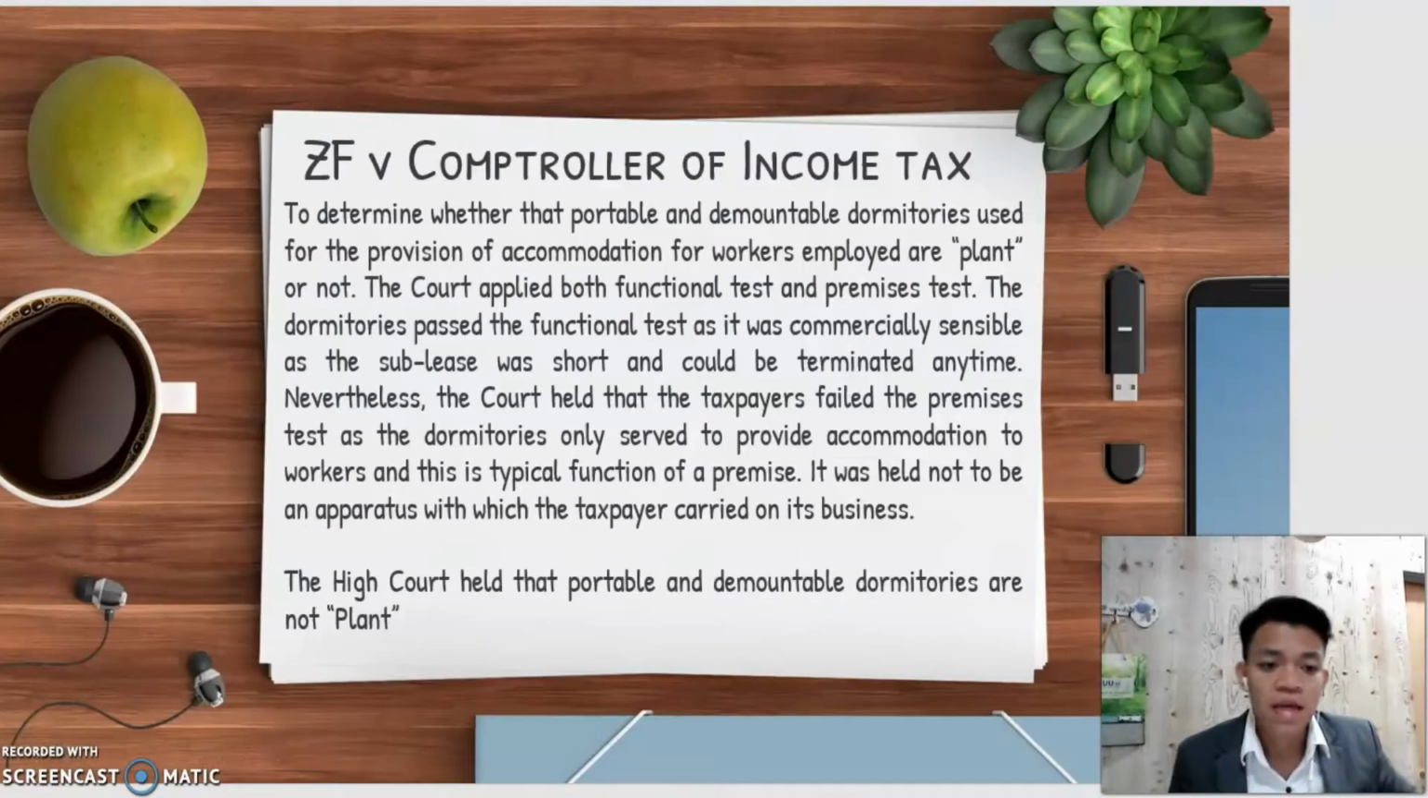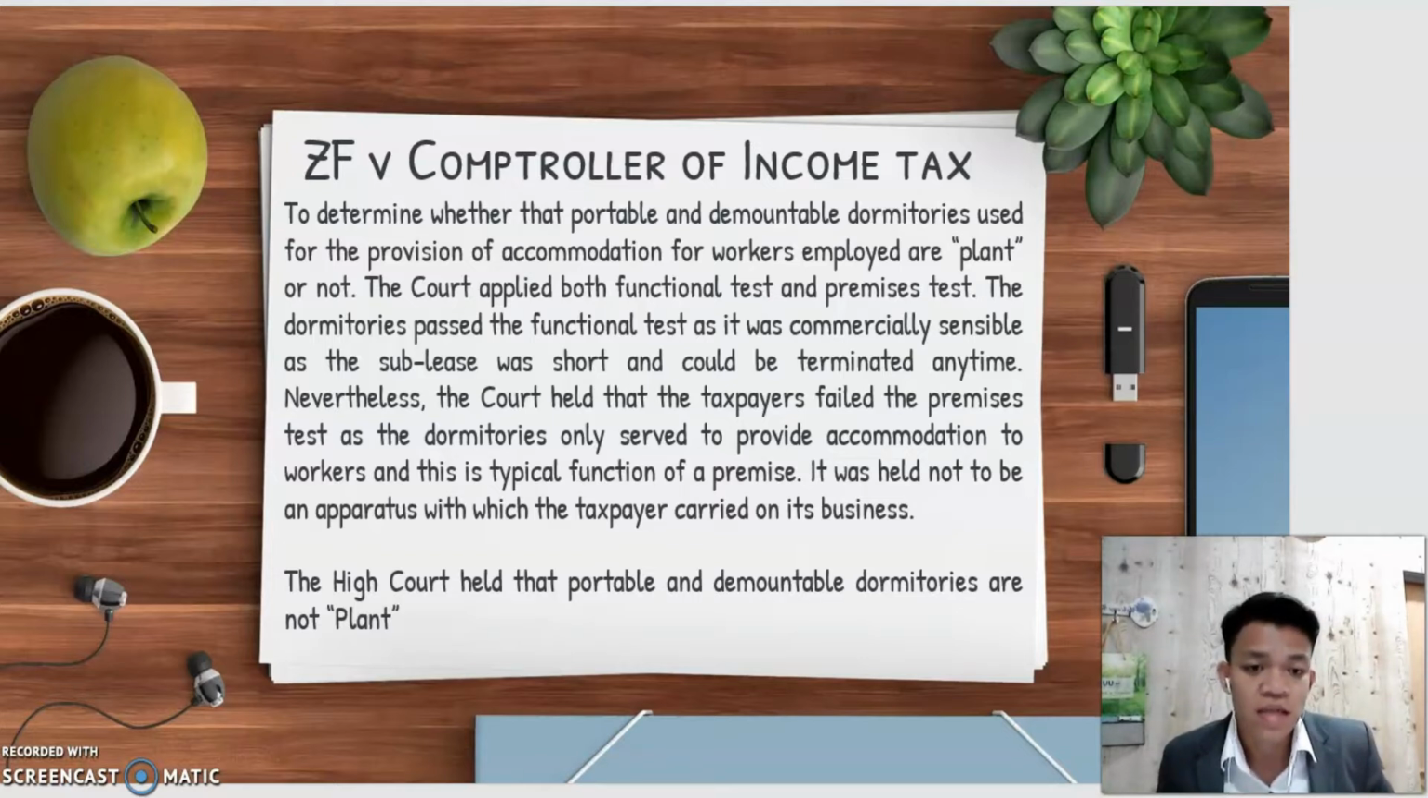Next, ZF the Comptroller of Income Tax. In this case, the court had to determine whether the portable and demountable dormitories used for the provision of accommodation for workers employed are plant or not. The court applied both the functional test and the premise test in this case. The dormitories passed the functional test as it was commercially sensible as the sublease was short and could be terminated anytime.